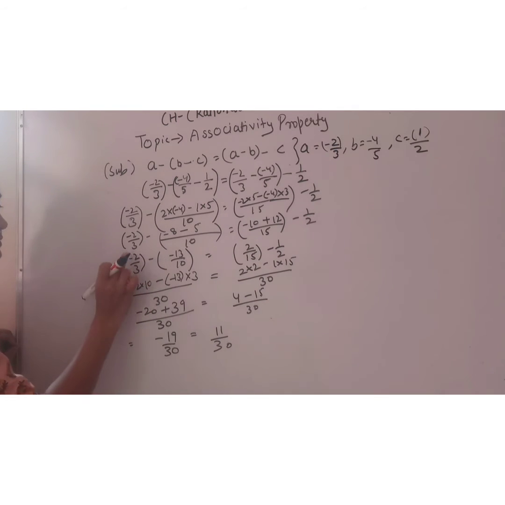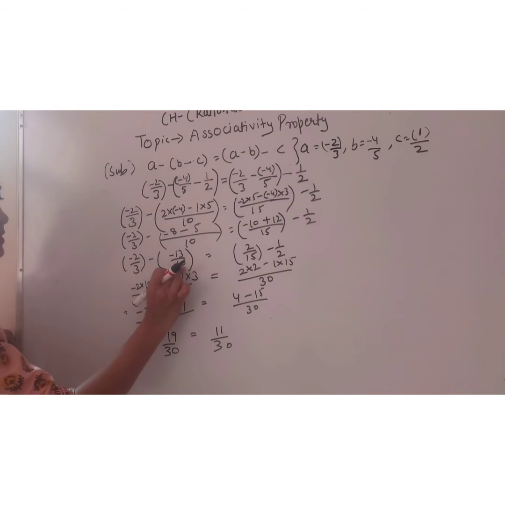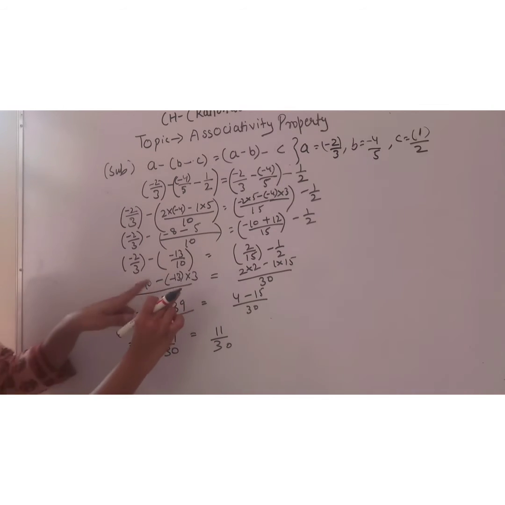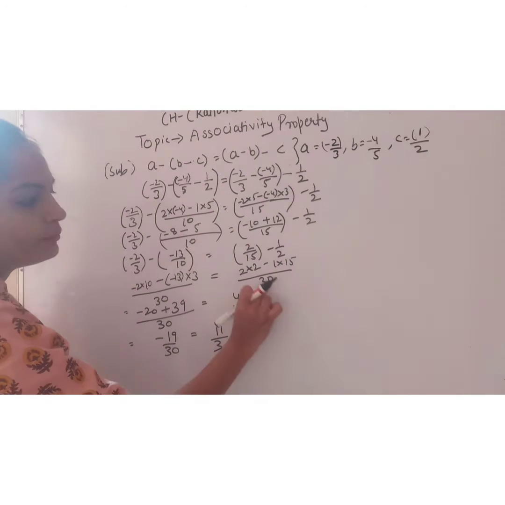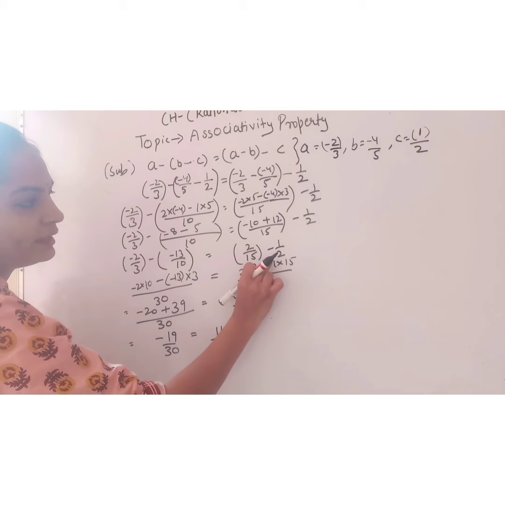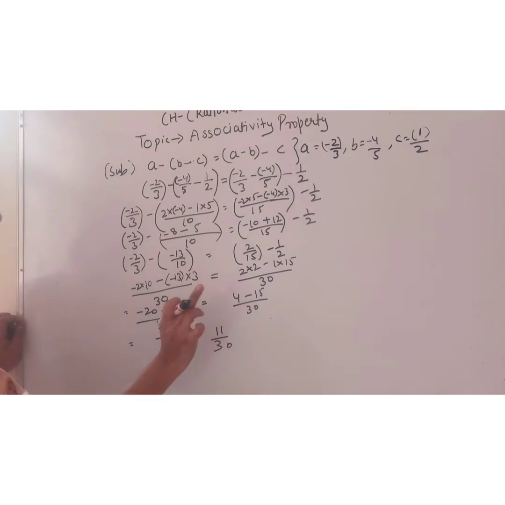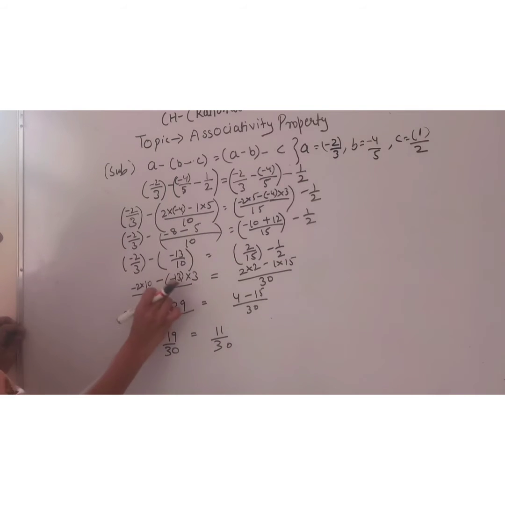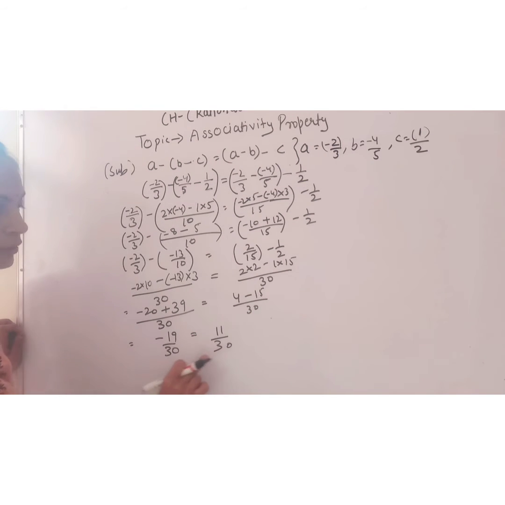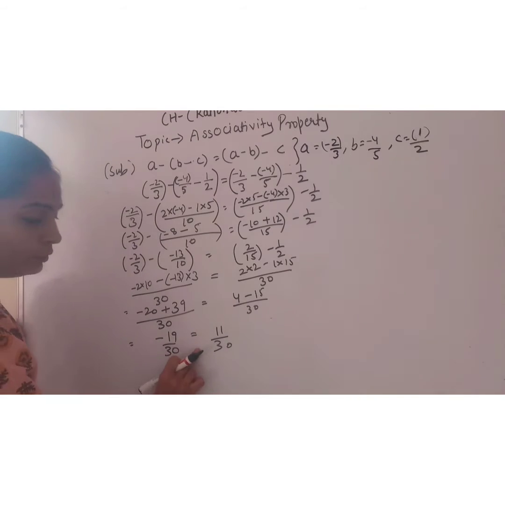Now after solving this, minus 2 by 3 and minus 13 by 10, I am getting LCM as 30, and 2 into 2 minus 2 into 10 minus of minus 13 into 3. And this side LCM is 30, 2 into 2 minus 2 into 2 minus 1 into 15. Now after solving this, I am getting minus 19 upon 30 this side, and this side 11 upon 30.